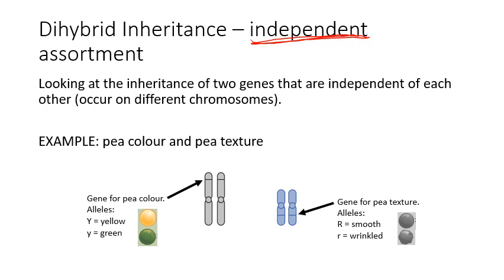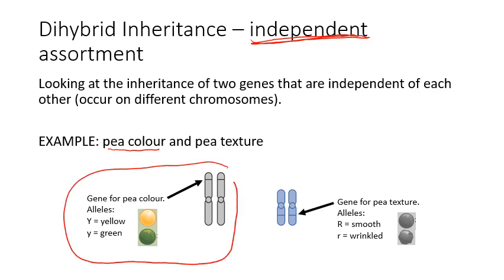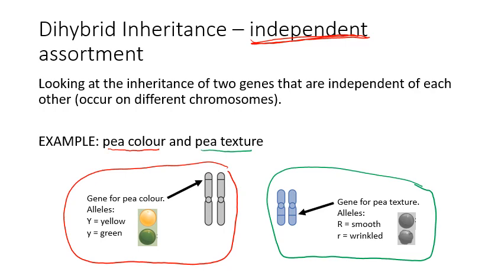Here we have two different genetic traits in peas. Okay, so we're not looking at humans, we're looking at peas today. So the two genetic traits that are independent of each other in peas is the pea color, which is found on this set of homologous chromosomes in the pea, and pea texture, which is found in this set of homologous chromosomes in the pea.